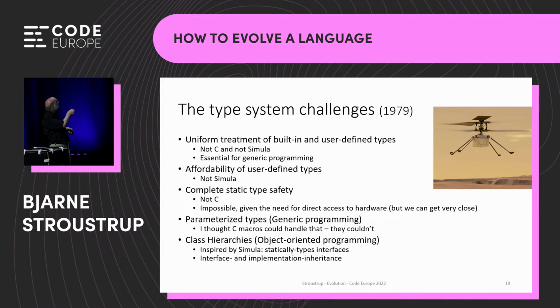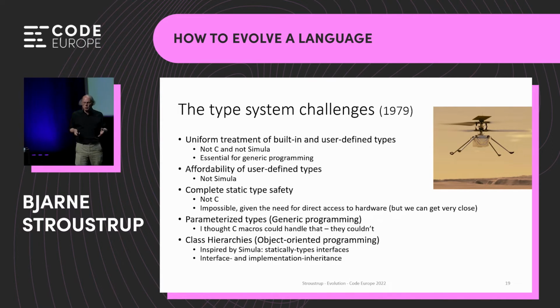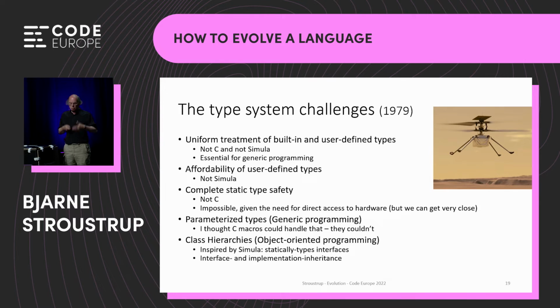But anyway, look at this. I wanted uniform treatment of built-in and user-defined types because I wanted to write some generic code, and I really didn't want to have one set of rules for complex numbers, which is user-defined, and integers that we got from Dennis Ritchie. So neither Simula nor C could do it, but I thought it was essential. In C++ you can. The vector I made on the previous slides works scope-wise, type-wise, just like an integer, just has different semantics.